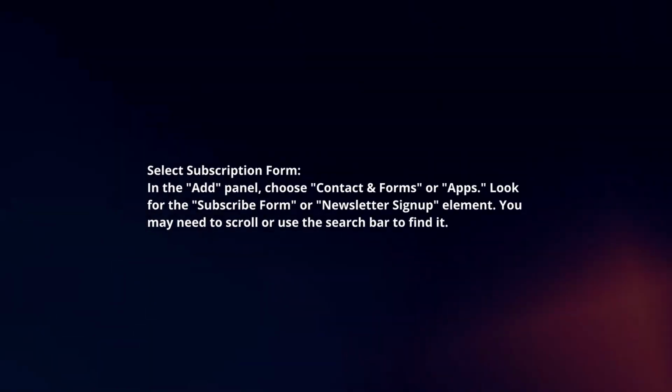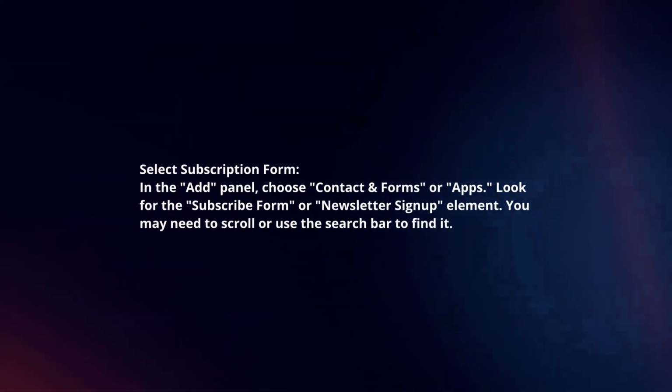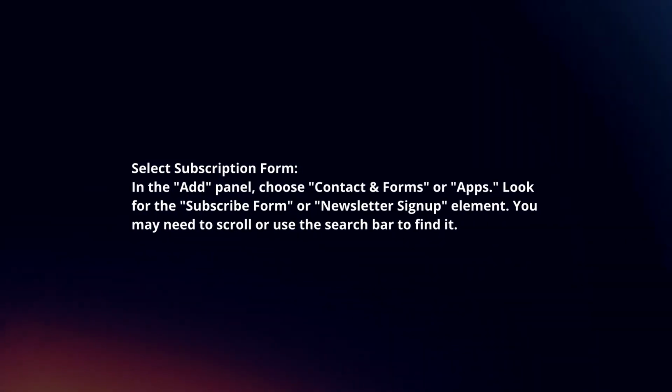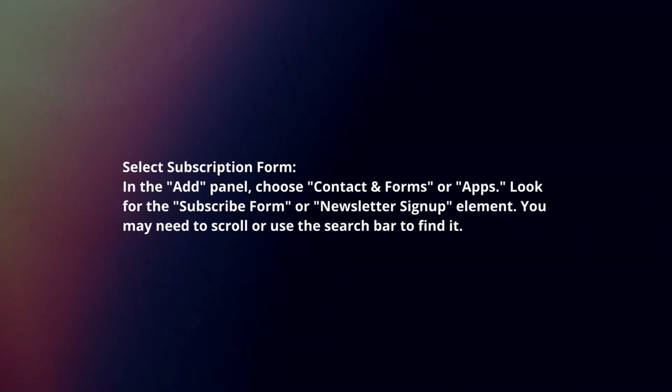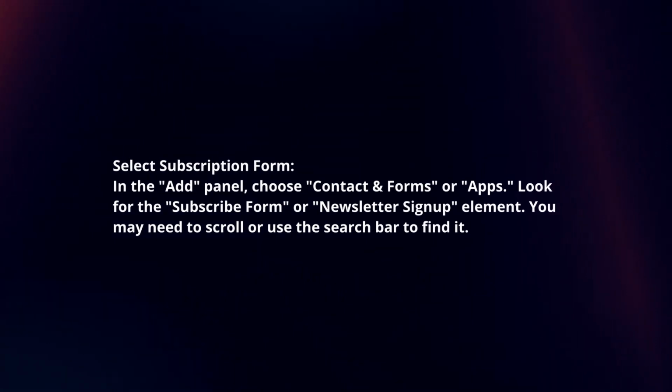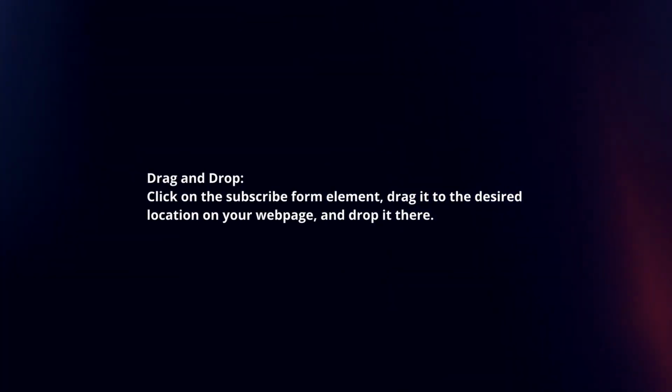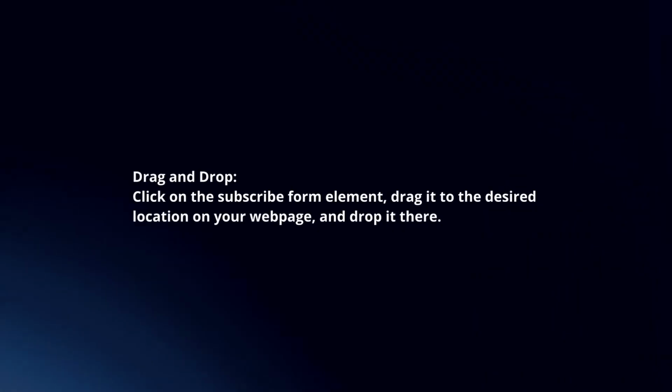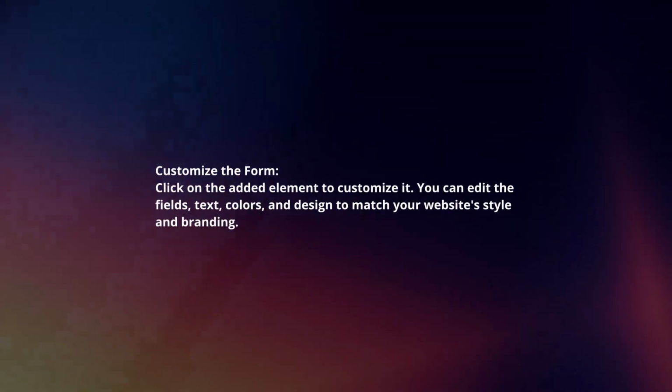Select subscription form. In the add panel, choose contacts and forms or apps. Look for the subscribe form or newsletter sign up element. You may need to scroll or use the search bar to find it. Drag and drop. Click on the subscribe form element, drag it to the desired location on your web page and drop it there.